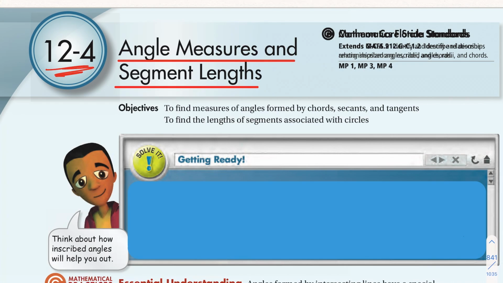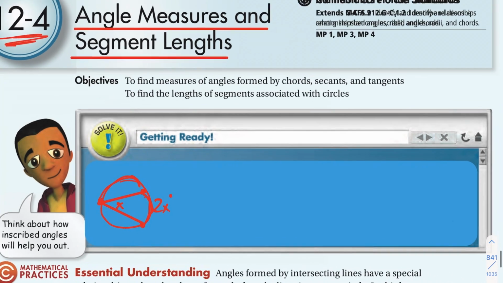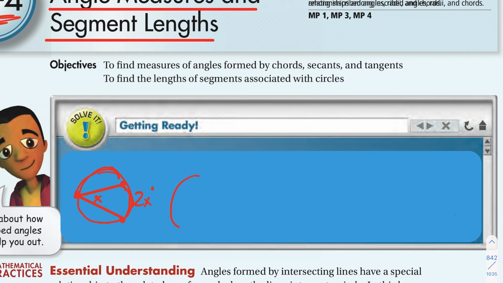Remember in the previous section, we talked about how if we have a chord in a wonderful circle, and it looks something like that. That was in 12.2. We talked about how that relates to the arc, right? So that is your intercepted arc. And then after that, we talked about, well, what if we had two chords? And for those two chords, we said that if this is x here, then the intercepted arc is going to be 2x degrees.